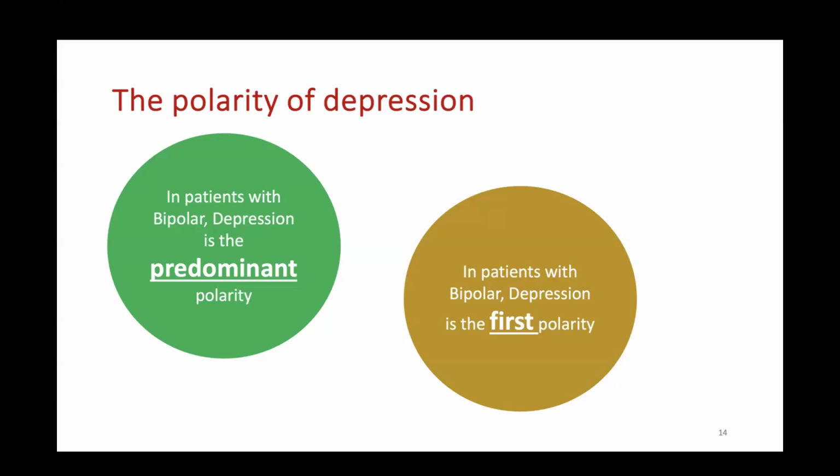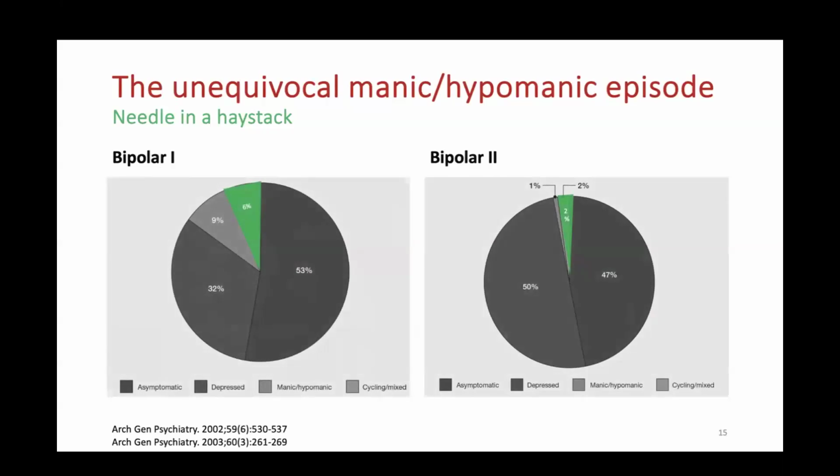So we need to be sure about what we are thinking when we convey the thing to our clients. The unequivocal manic or hypomanic episodes are a needle in a haystack. Look at bipolar 1, it's only 6%. And if you look at bipolar 2, it's only 2%. So out of 100 days, for a man or a woman, 2% of 10 years is only 70 days somebody might be in hypomania.